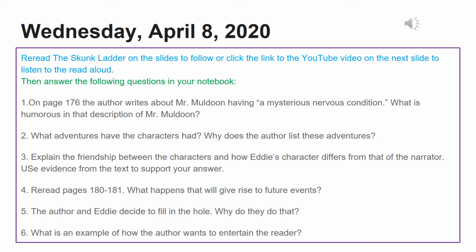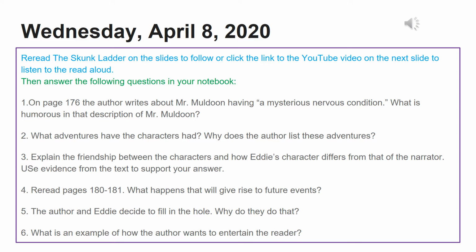Number 3. Explain the friendship between the characters and how Eddie's character differs from that of the narrator. Use evidence from the text to support your answer. Number 4. Reread pages 180 to 181. What happens that will give rise to future events? Number 5. The author and Eddie decide to fill in the hole. Why do they do that? Number 6. What is an example of how the author wants to entertain the reader?